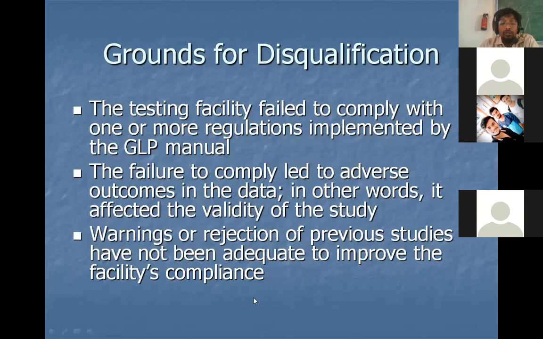Then grounds for disqualification. If the testing facilities fail to comply with one or more regulations implemented by the GLP manual, they can be disqualified. So the failure to comply leads to adverse outcomes in the data. In other words, it affects the validity of the studies. Warnings or rejection of previous studies have not been adequate to improve the facility's compliance.